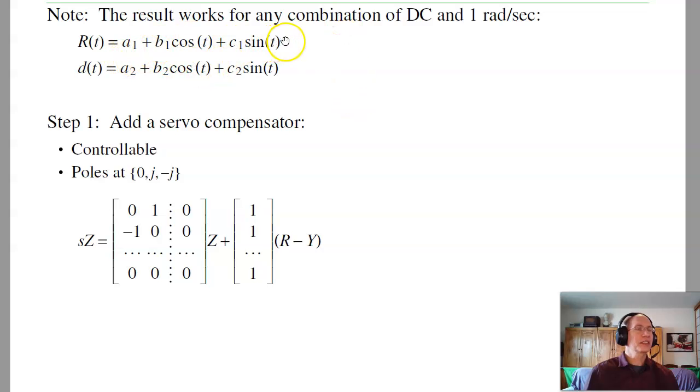In that case, I'll come up with the servo compensator with the poles at plus minus j omega and 0. That'll actually handle any set point that's a combination of constants and sine waves at 1 radian per second, and reject any disturbance that's a constant and or a sine wave at 1 radian per second. So the first step is to define my servo compensator. Pick one that's controllable and has poles at 0 and plus minus j omega. So here's one candidate. Again, this corner is a pole at plus minus j. This one is a pole at s equals 0.